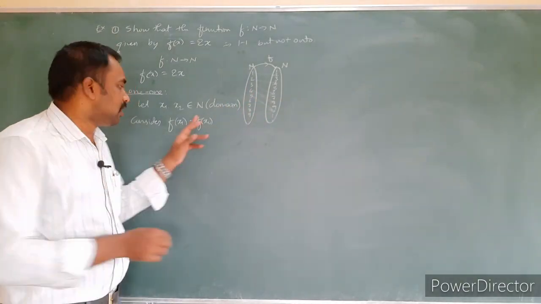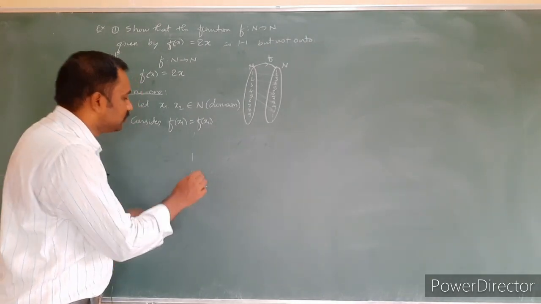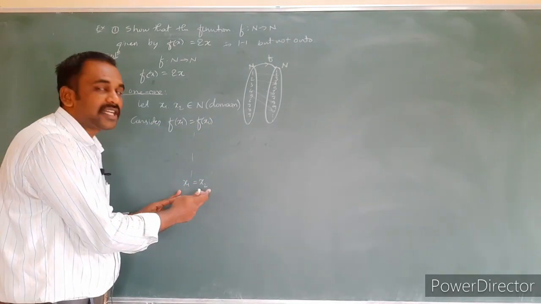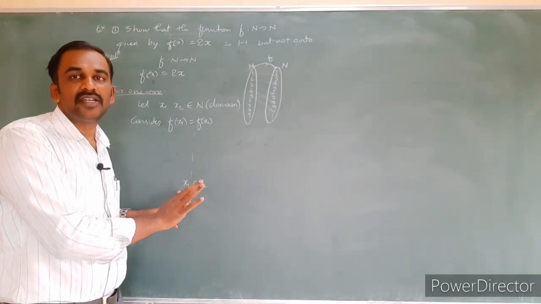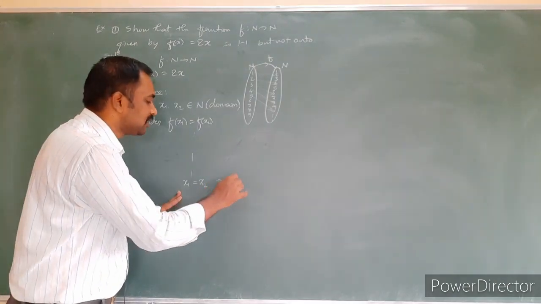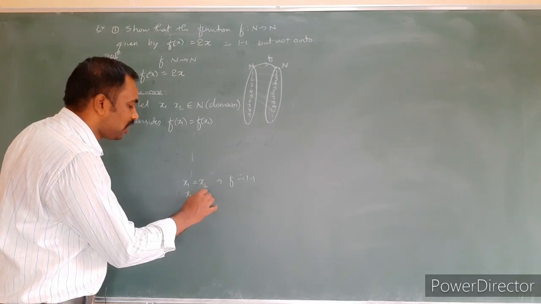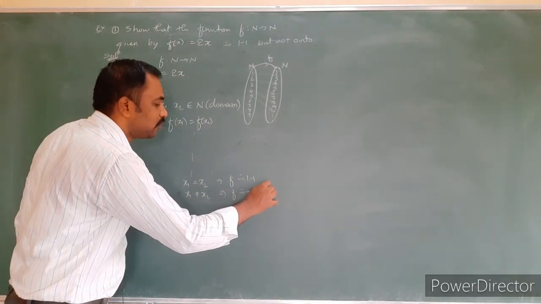On simplifying, if I get x1 is equal to x2, then whatever elements I called different are not different, they are none other than the same single element. So we can say that it is one-to-one. Suppose x1 is not equal to x2, then we can say that f is not one-to-one.